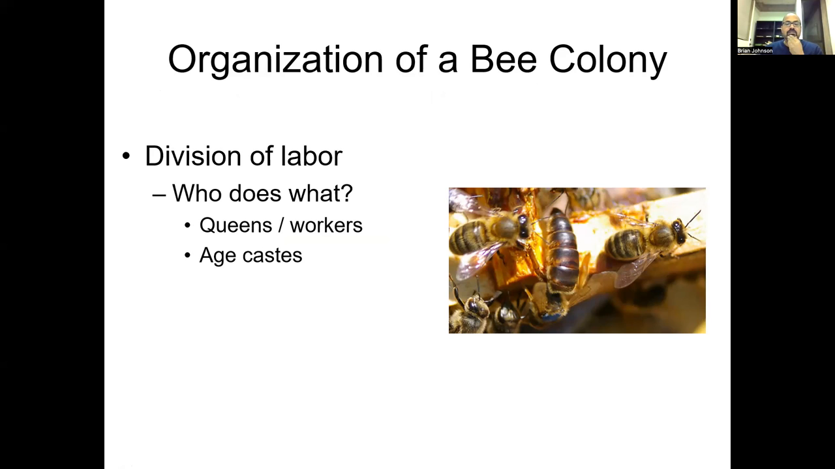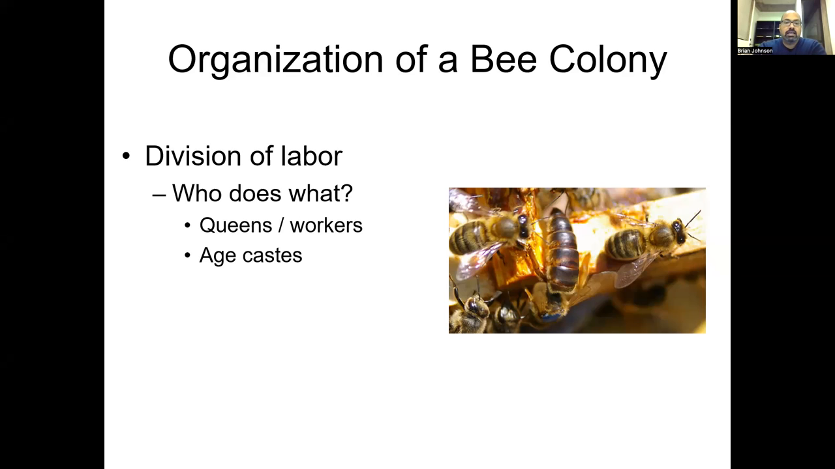So there's two kinds of division of labor in a honeybee colony. There's what some people call the fundamental division of labor, which is between the queen and the workers. That's the reproductive division of labor. I'm not going to talk about that today. Alina studies that. I imagine she gives a lot of lectures about that. I'm going to talk instead about the division of labor that occurs within the workers.